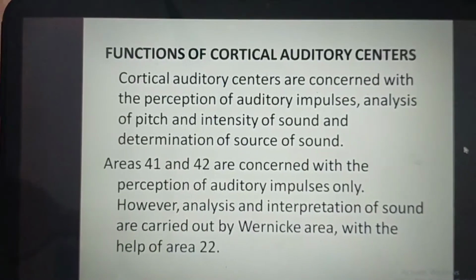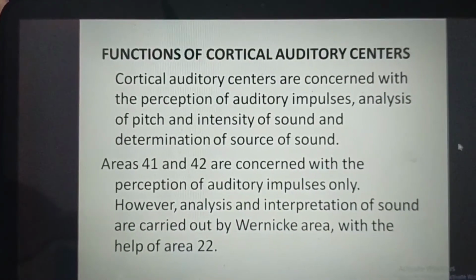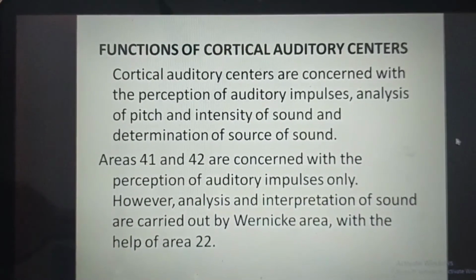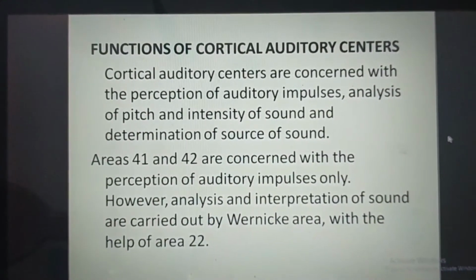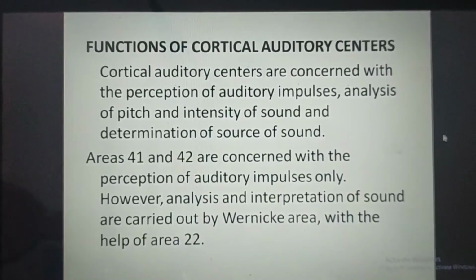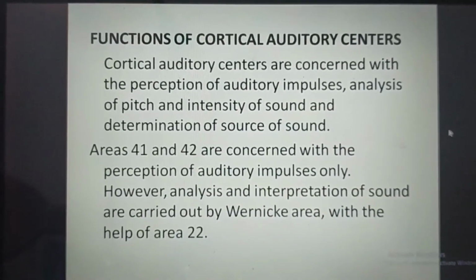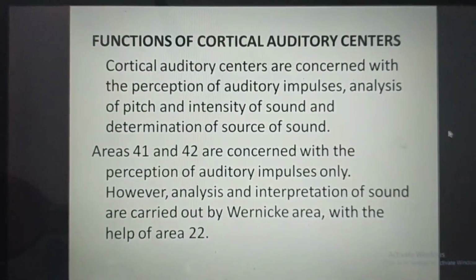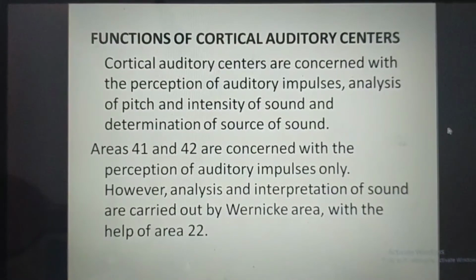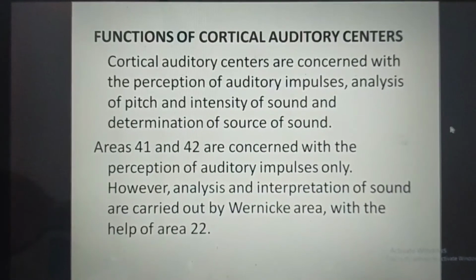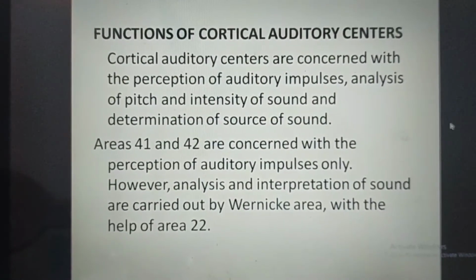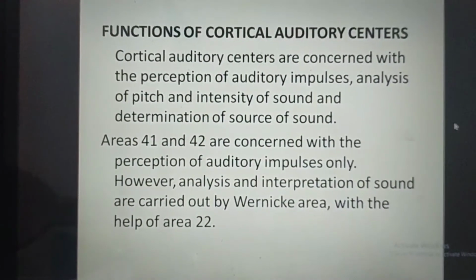Functions of the cortical auditory centers. Cortical auditory centers are concerned with the perception of auditory impulses, analysis of pitch and intensity of sound, and determination of the source of sound. Areas 41 and 42 are concerned with the perception of auditory impulses only. However, analysis and interpretation of sound are carried out by the Wernicke area with the help of area 22.